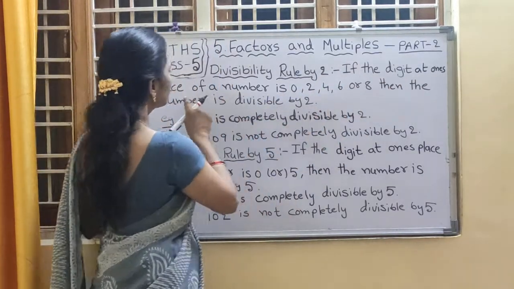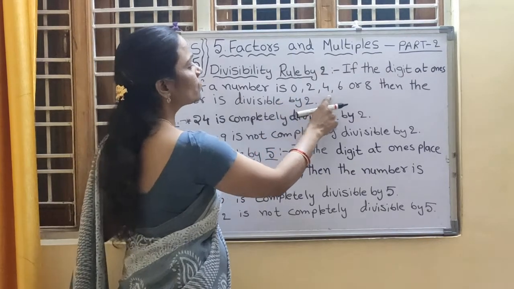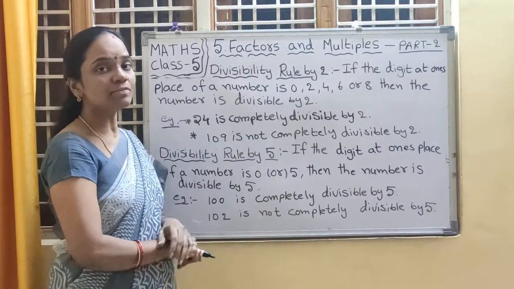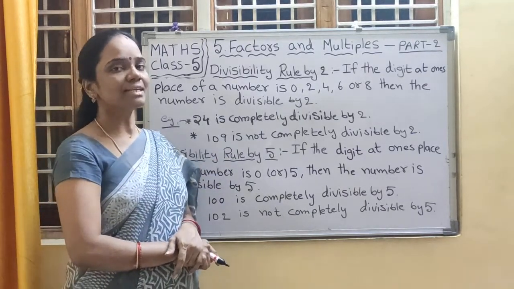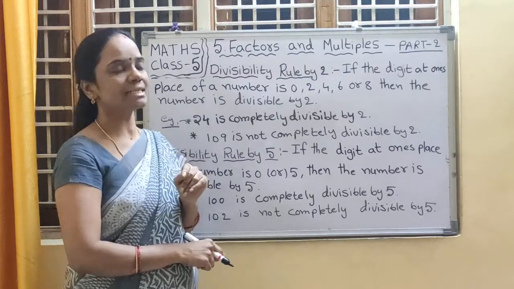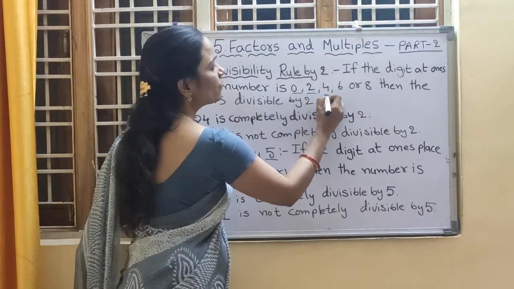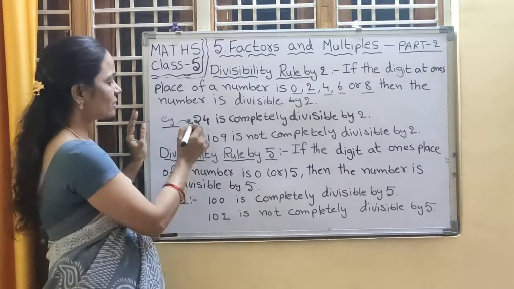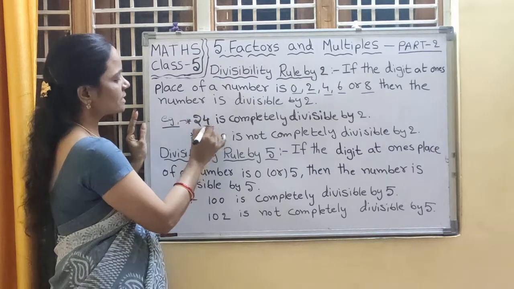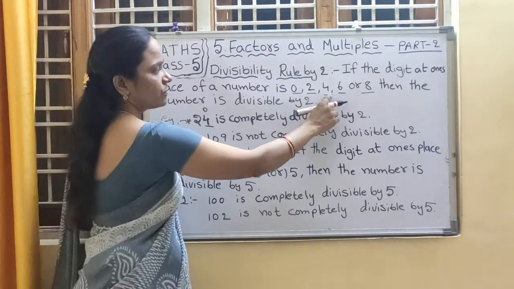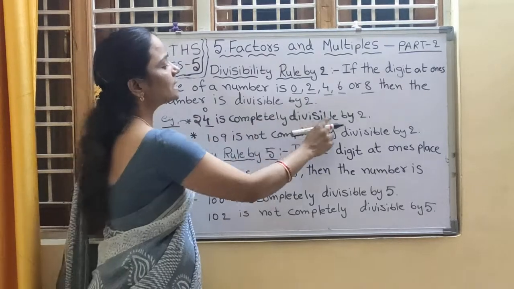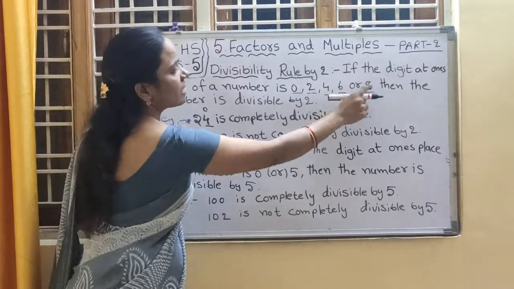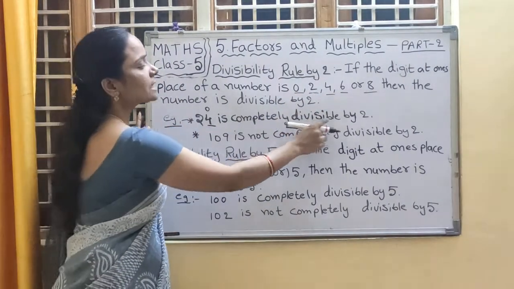If the digit at ones place of a number is 0, 2, 4, 6 or 8, then the number is divisible by 2. Yes, this is a divisibility rule by 2. If the digit at ones place of a number is 0, 2, 4, 6 or 8, then the given number is completely divisible by 2. For example, take 24. What is ones place digit here? 4. 4 is there, means the given number is completely divisible by 2. If the ones place digit is 0, 2, 4, 6 or 8, we can say that the given number is completely divisible by 2.